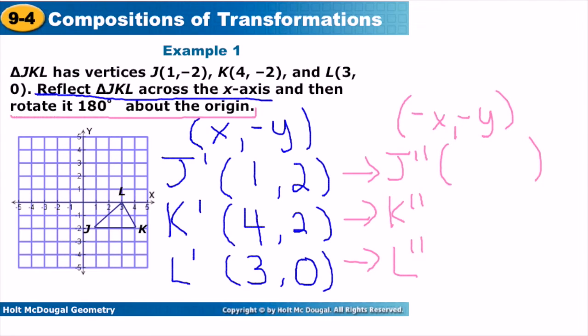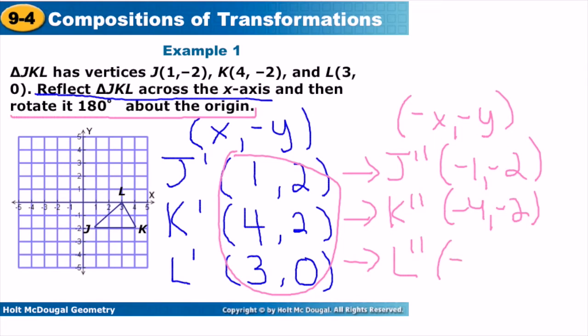So I am rotating my image, using the coordinates that are here. J double prime becomes negative 1, negative 2. K double prime becomes negative 4, negative 2. And L double prime becomes negative 3, 0.